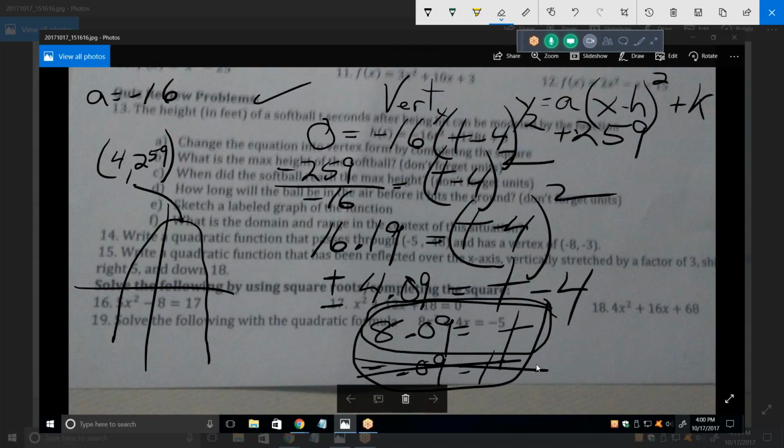Sketch a labeled graph of the function. Well, the one I have isn't bad. The only thing I have to add to it is this point right here. Well, that is 8.09 comma 0. Now that tells you everything you need to know about that graph.